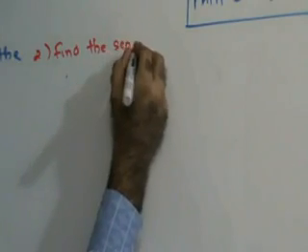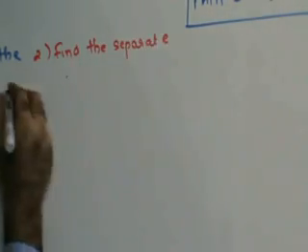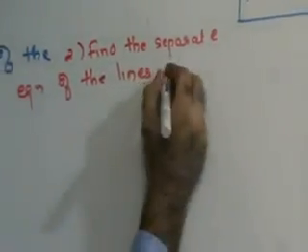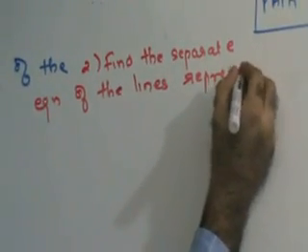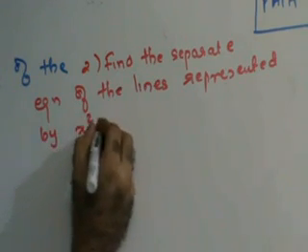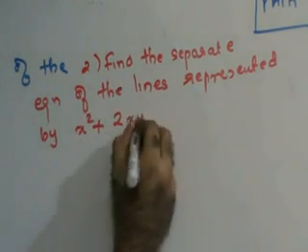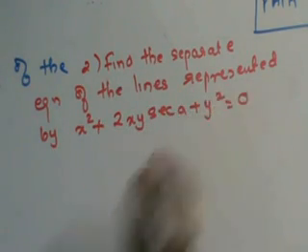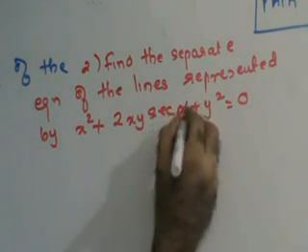Let's see another sum of this kind, people. Find the separate equations of the lines represented by x square plus 2xy sec alpha plus y square is equal to 0.